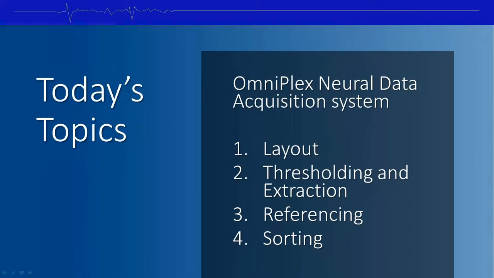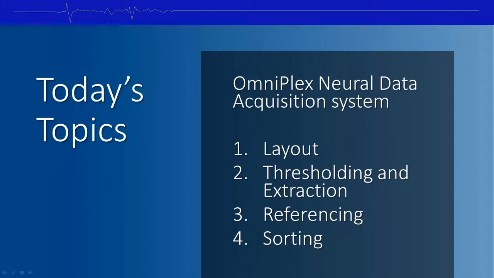So today we will talk about 4 different topics. The first topic will be layout, the different windows within OmniPlex, how to configure them, how to highlight the ones that are most useful. We will also talk about thresholding and waveform extraction, different means of extracting waveforms from continuous data. It's possible to do this manually and automatically. We will also talk about referencing, some of the different hardware and digital referencing options available in OmniPlex. And lastly, we'll talk about spike sorting, highlighting 2 different methods for spike sorting online.